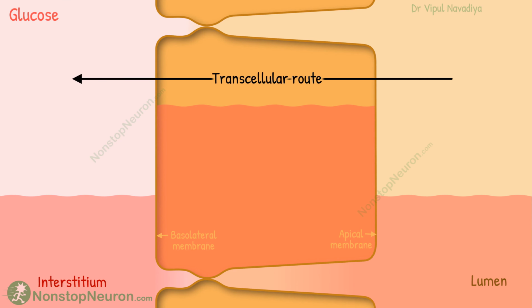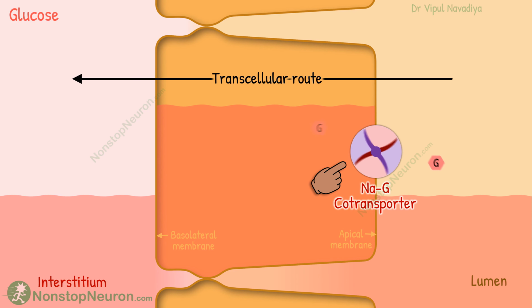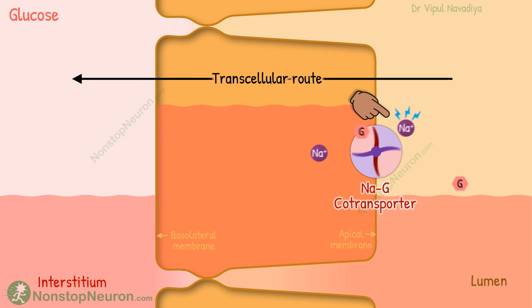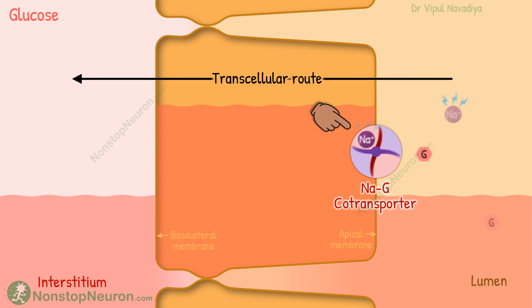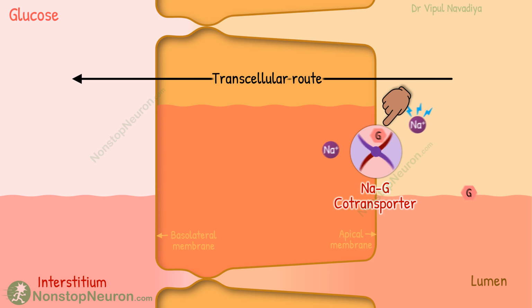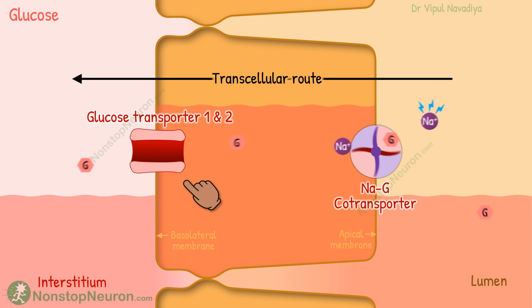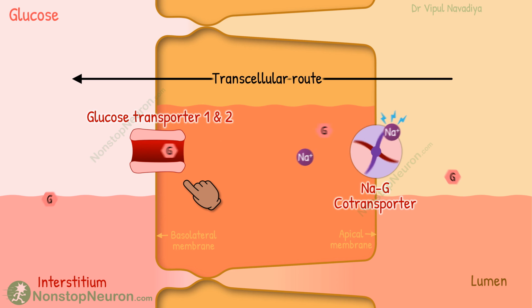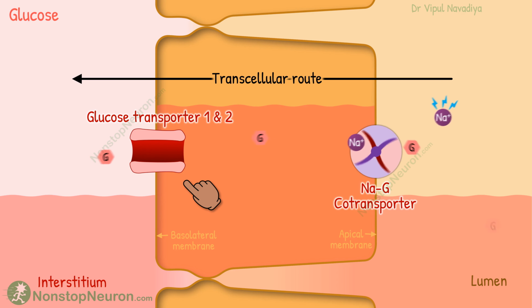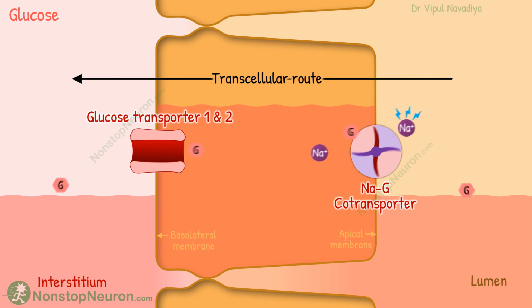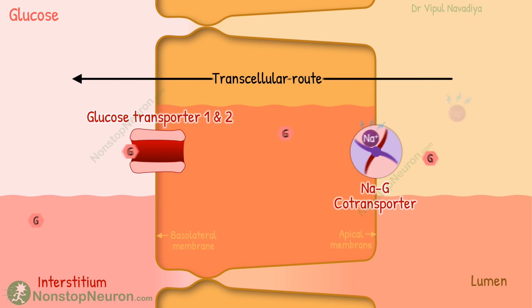The reabsorption occurs by the transcellular route. Entry across the luminal membrane occurs by sodium-glucose cotransporter. It is a form of secondary active transport. Passive entry of sodium into the cell energizes the transporter. This in turn drives the entry of glucose. Exit occurs by passive diffusion by glucose transporter 1 and 2. So, almost all the glucose is reabsorbed in this way.